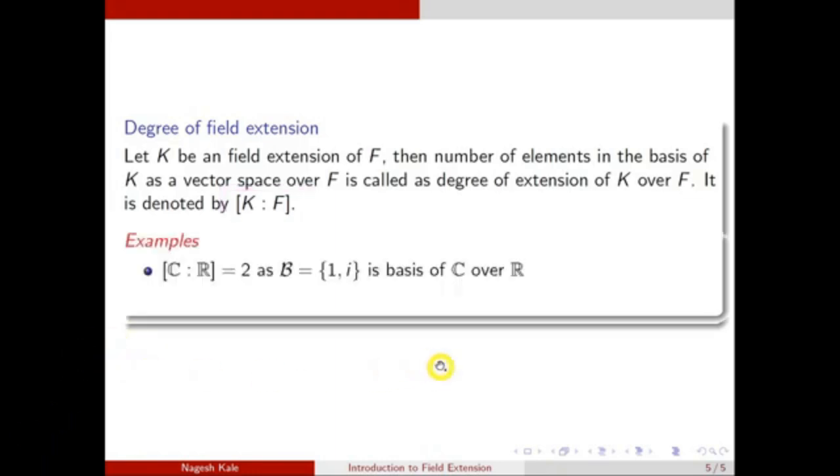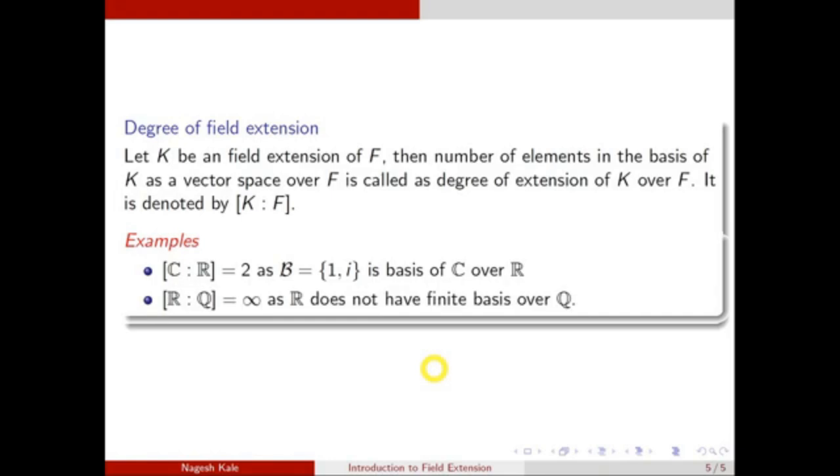Let me conclude with some examples. I already told you complex numbers is an extension of real numbers, and the degree of extension of this particular field extension is 2, because complex numbers can be generated over real numbers by using just two elements, that's 1 and imaginary i, because any complex number is of the form a plus bi, that is, I can say a into 1 plus b into i. So {1, i} forms a basis of C over R. So that's why the number of elements in the basis is 2. So that's why the degree of extension of complex numbers over real numbers is 2.